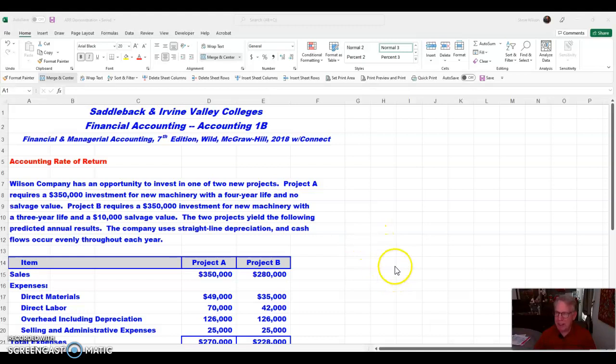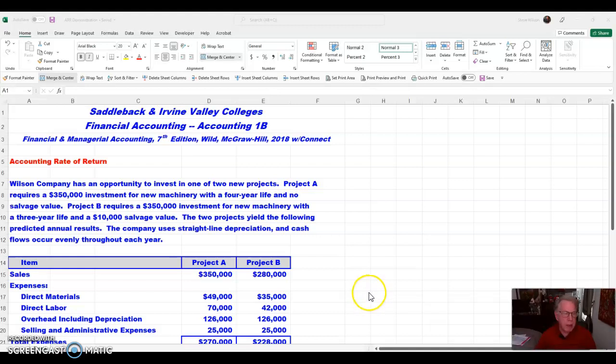The Wilson Company has an opportunity to invest in 2 projects. Project A requires a $350,000 investment for new machinery with a 4-year life and no salvage value. Project B requires $350,000 investment for new machinery with a 3-year life and a $10,000 salvage value.